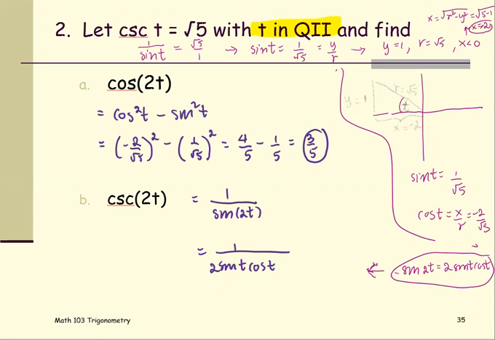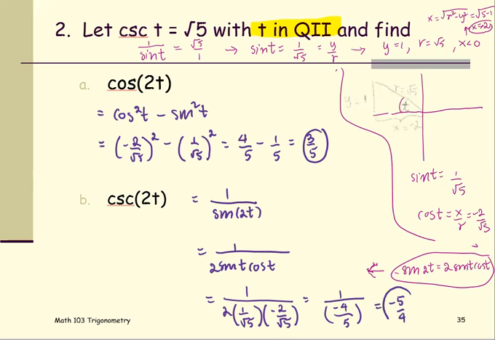Next, we're going to replace the values of the sine and cosine. The sine of t is 1 over square root 5. The cosine of t is negative 2 over square root 5. Simplify the numbers. We get 1 divided by 2 times 1 times negative 2, which returns negative 4, divided by root 5 times root 5, which becomes positive 5. Then the reciprocal of negative 4 over 5 gives us negative 5 over 4 as the value of the cosecant of double angle t.